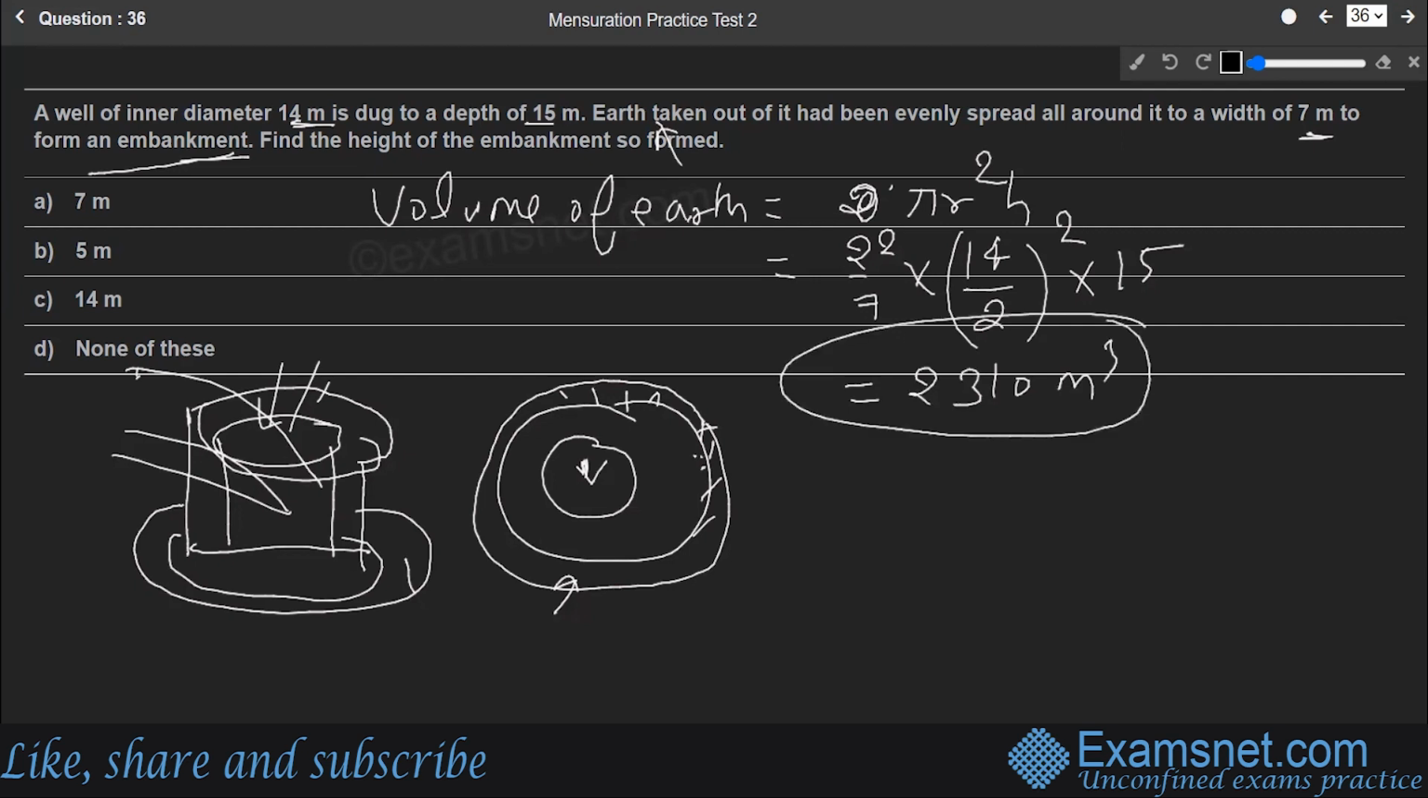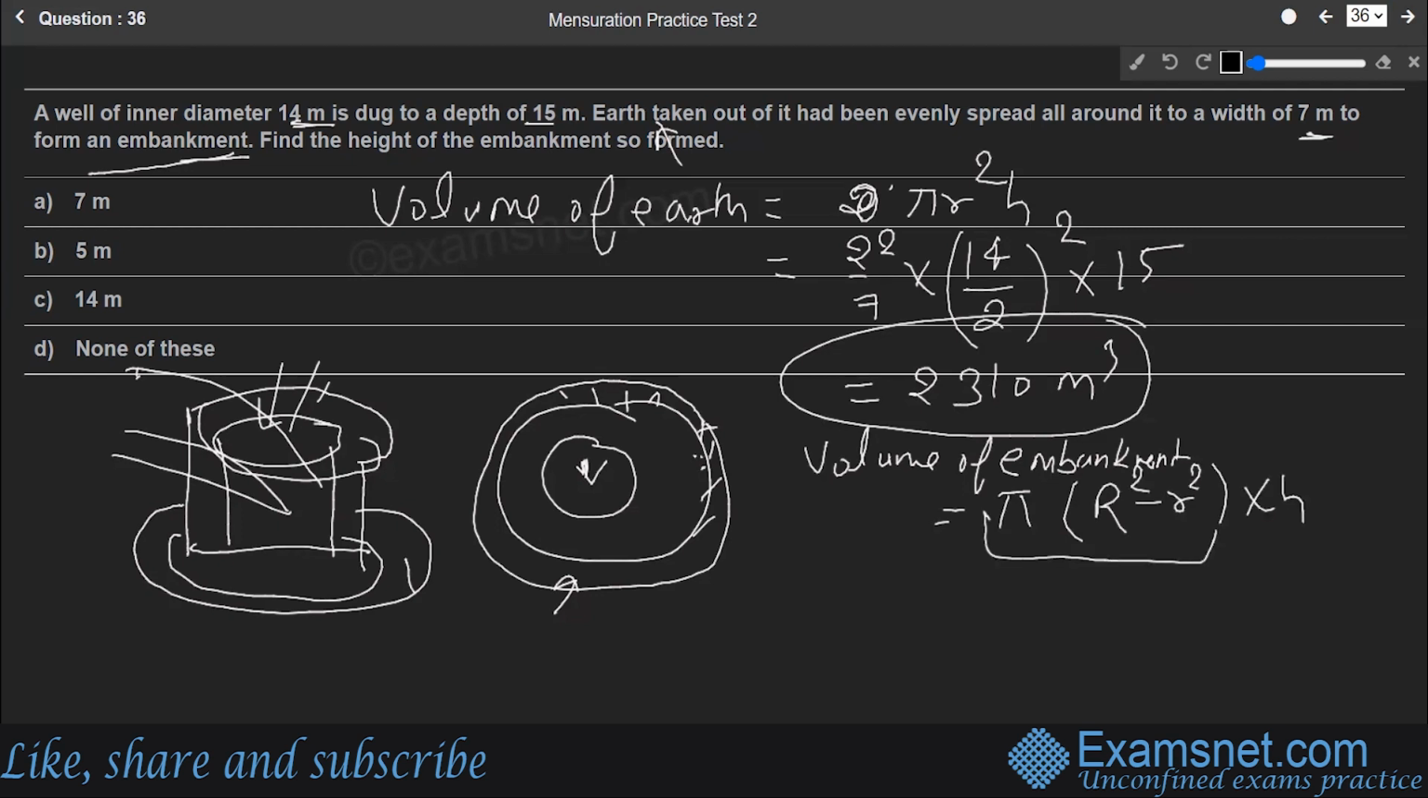Now this 2310 meter cube of earth you have, and you want to use this earth to create an embankment that has to be evenly spread around that well, and the width is 7 meter. So clearly the volume of that embankment will be nothing but pi capital R square minus small r square into height, where pi capital R square minus small r square is the two-dimensional area. Capital R is the radius of the outer wall of the embankment, small r is the radius of the inner wall of the embankment, and small r will be the radius of the well itself.